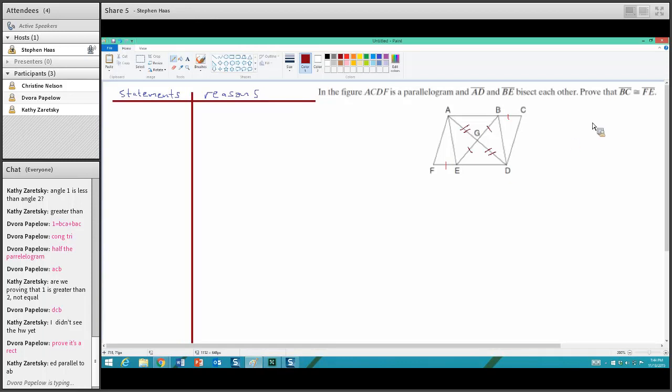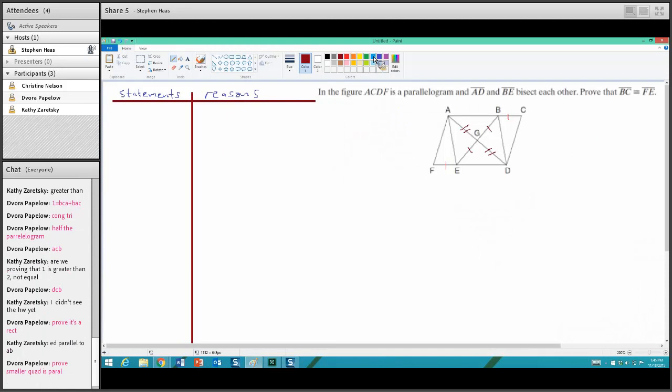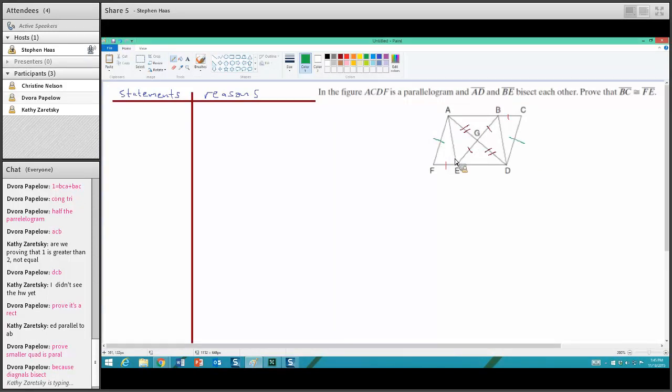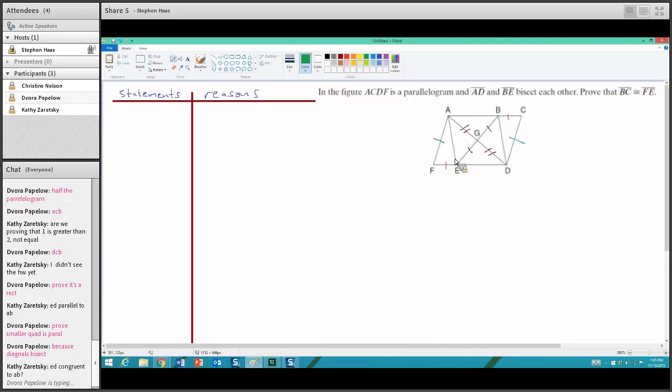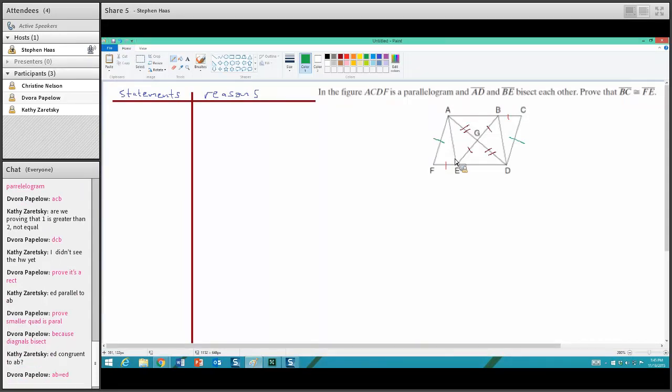Okay, we also have that ACDF is a parallelogram. Let me put them in different colors. ACDF, which means this is equal to this. Opposite sides over here are equal. And diagonals bisect each other. So the easiest way, yeah, I mean, we can prove that ABED is a parallelogram. Because one of the ways to prove that something is a parallelogram is that the diagonals bisect each other.